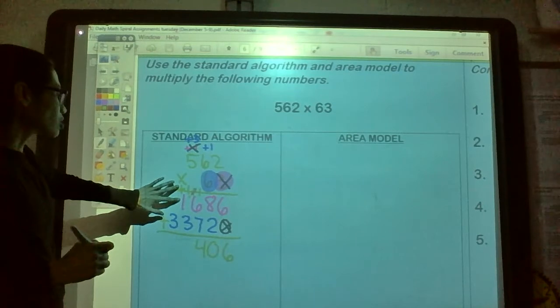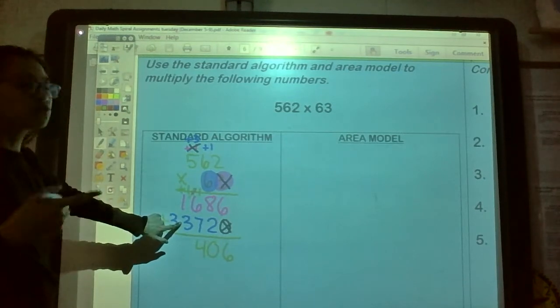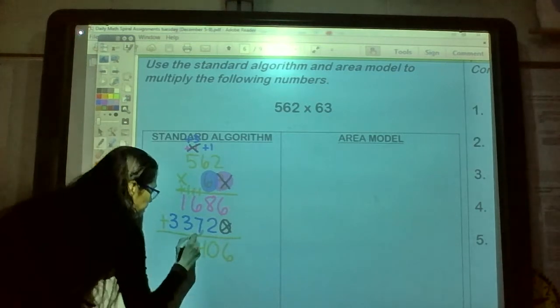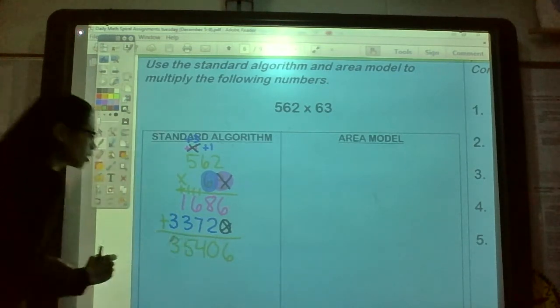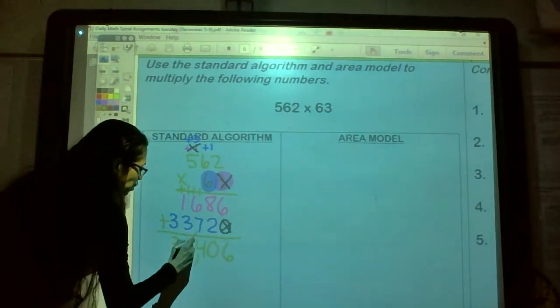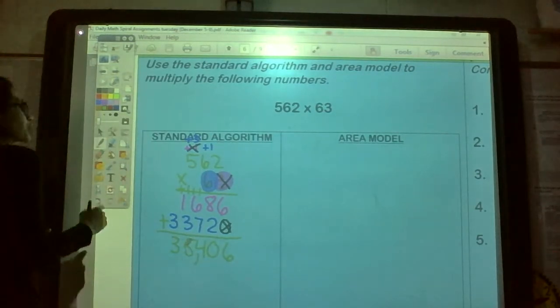1 and 1 makes 2. Plus 3 is 5. Or you can do 3 and 1 is 4. Plus 1 is 5. And then that 3 comes down. What do we have? 35,406. Make sure you have your comma in the correct place.